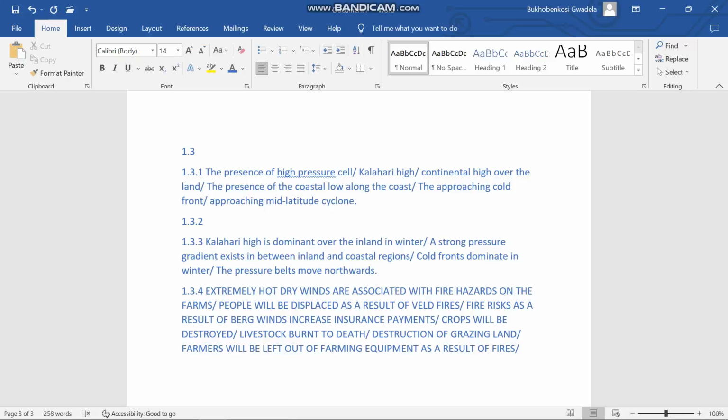Farming production decreases and it reduces productivity, and it also decreases our economic status here in South Africa. So farming productivity decreases.